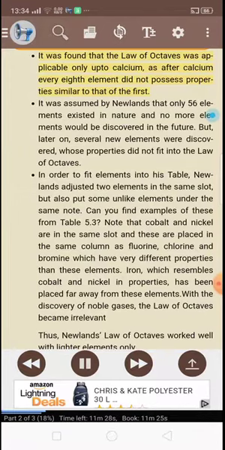It was found that the law of octaves was applicable only up to calcium, as after calcium every 8th element did not possess properties similar to that of the first. It was assumed by Newlands that only 56 elements existed in nature and no more elements would be discovered in the future. But, later on, several new elements were discovered whose properties did not fit into the law of octaves.